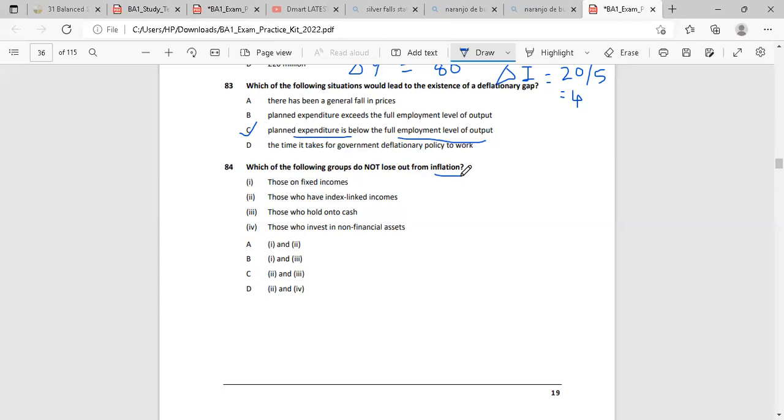So they get benefited. If they invest in financial assets like cash in hand, cash at bank, and liquid assets, etc., they do not increase proportionately. Therefore, they do not get benefited out of that. So people who invest in non-financial assets, the prices also rise. So when there is inflation, the non-financial assets also rise. So they get benefited out of that. So those that have index-linked incomes, those that invest in non-financial assets, do not get affected.